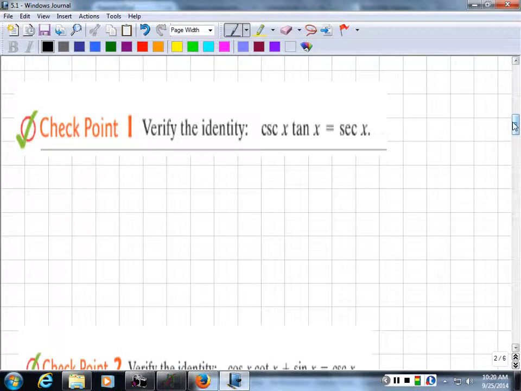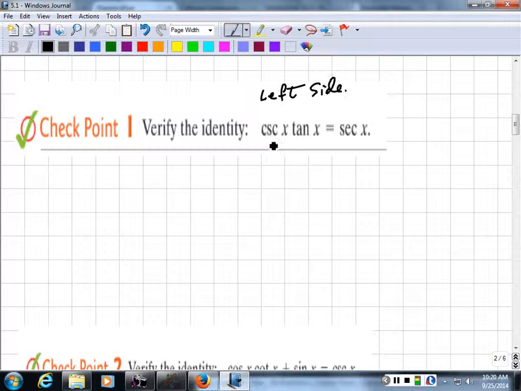Now here's the kicker about it. I can work on the left side for a little while and then stop and jump over to the right side and work on that if I want. I cannot work on them simultaneously. Okay? So, cosecant x, tangent x, secant x. You can do a couple things with this, but let's start with the left-hand side.